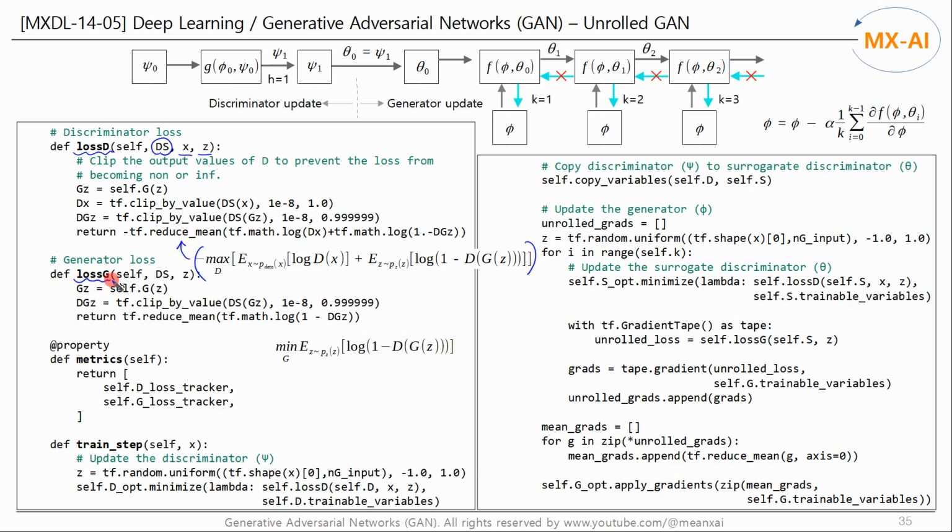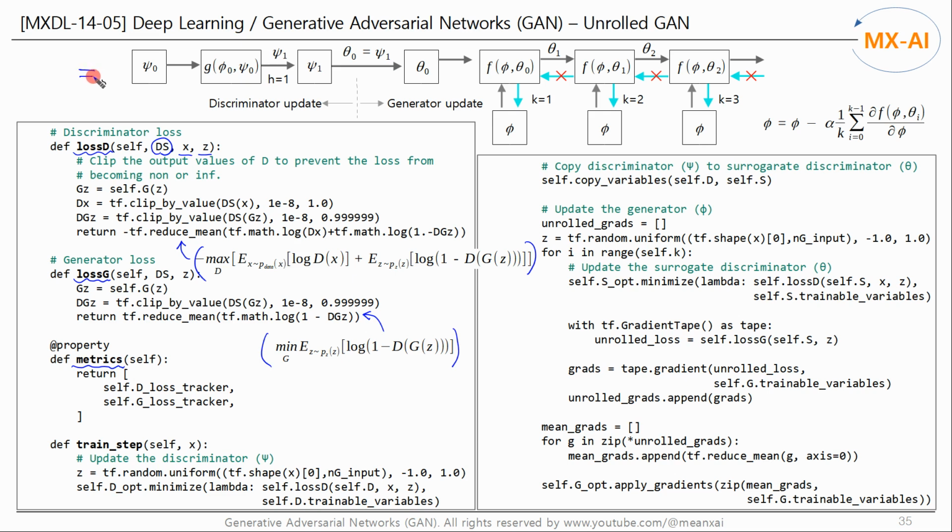Next, we write a function to compute the loss of the generator. We use this formula to compute the loss of the generator. We define a list of metric objects for the discriminator loss and the generator loss.